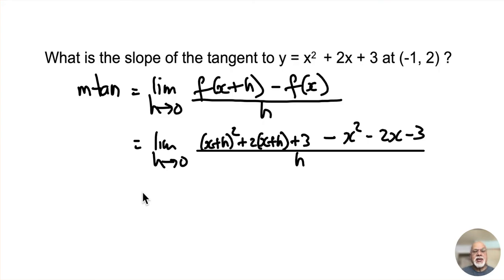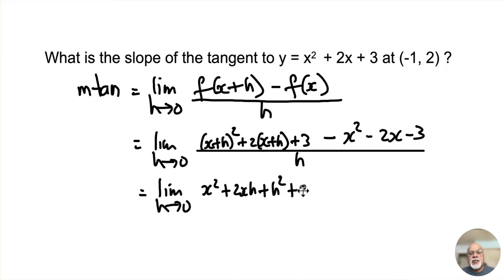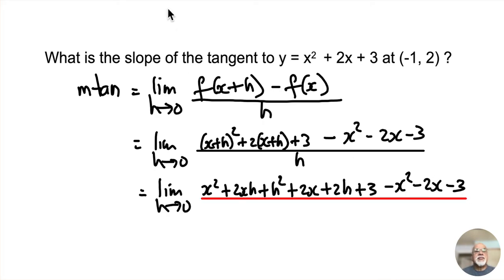All right, if you've come back, and hopefully you've got an expression for what the slope of the tangent was, if we expand those brackets, we end up getting the limit as h goes to 0 of x squared plus 2xh plus h squared plus 2x plus 2h plus 3, then minus all those terms there, minus 2x minus 3. And this is all over h.